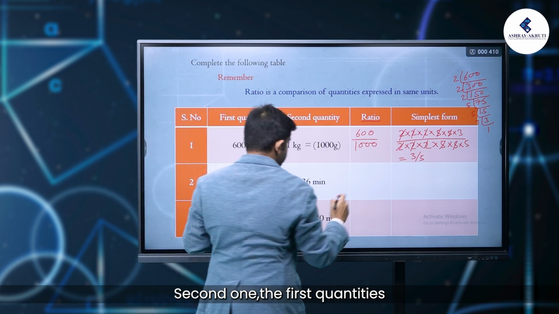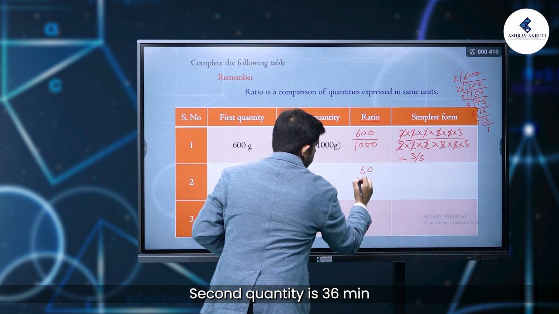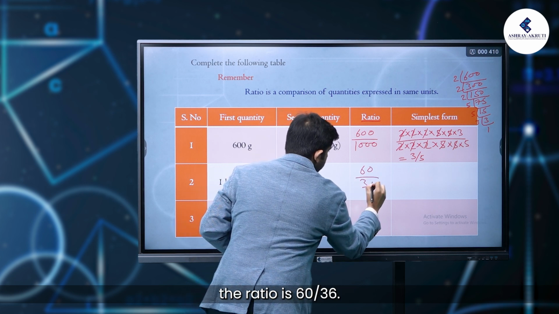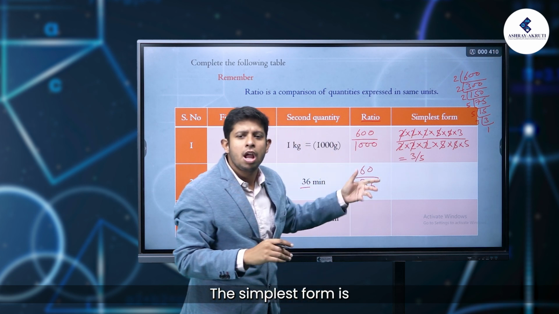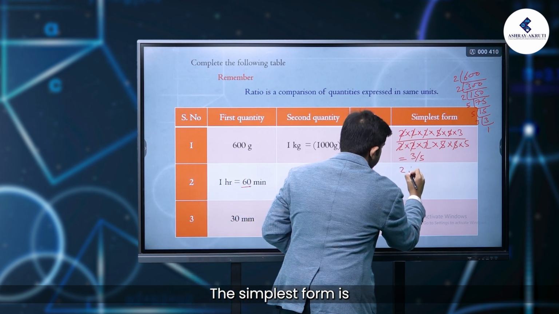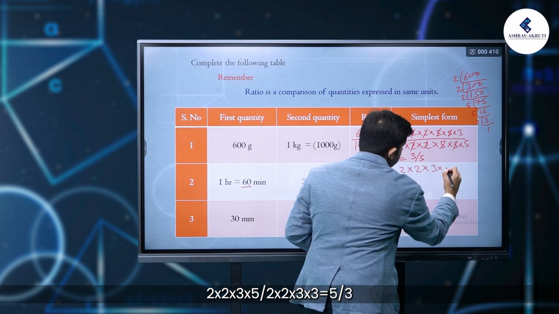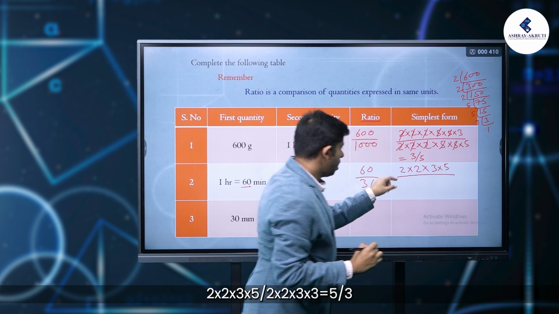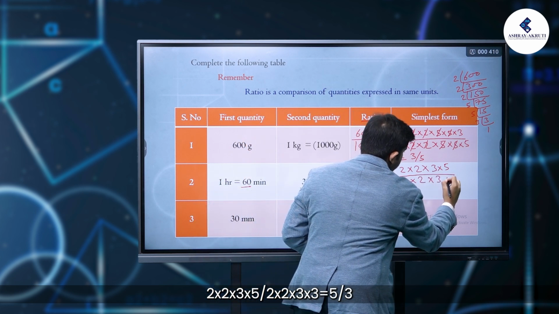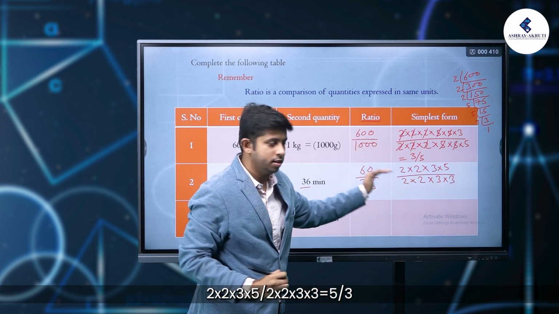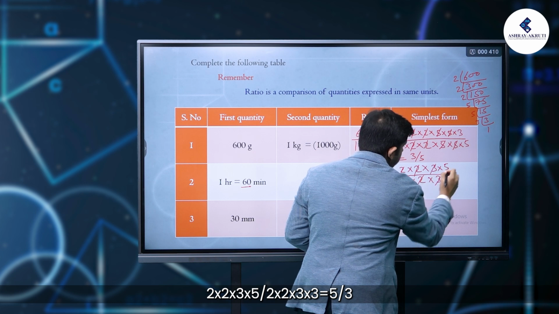Second one, the first quantity is 1 hour, which is equal to 60 minutes. Second quantity is 36 minutes. The ratio is 60 by 36. The simplest form is 2 into 2 into 3 into 5 by 2 into 2 into 3 into 3, which is equal to 5 by 3.